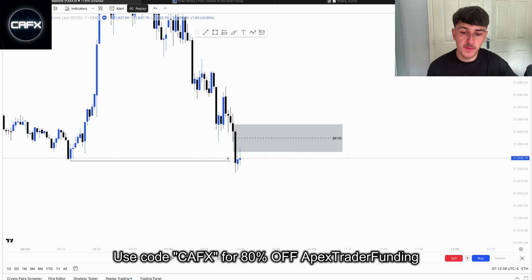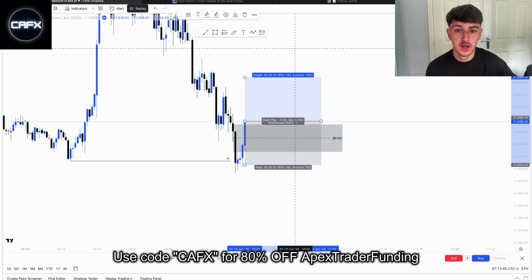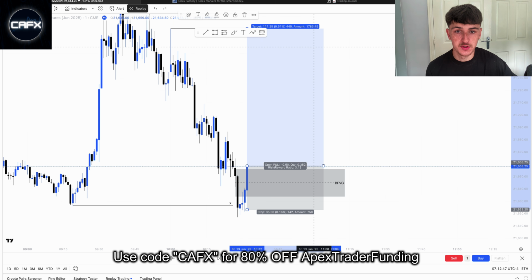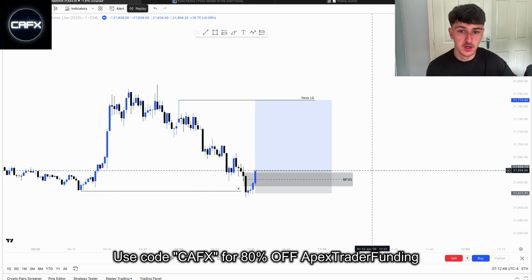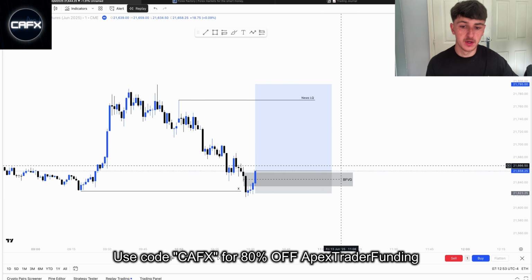Now simply all we waited for is this gap to be inversed with displacement. And as you can see, we come straight back up and inverse with displacement. So this is now where we entered a long position, targeting that news high, and we left a little runner to this external swing at the top.